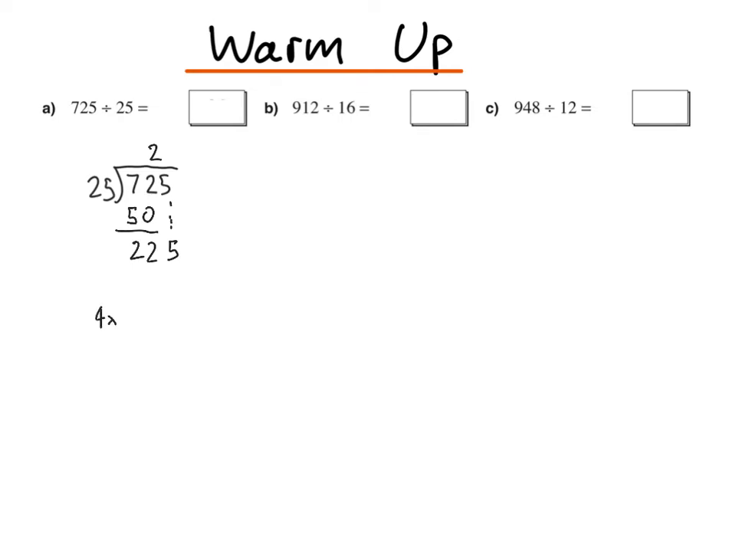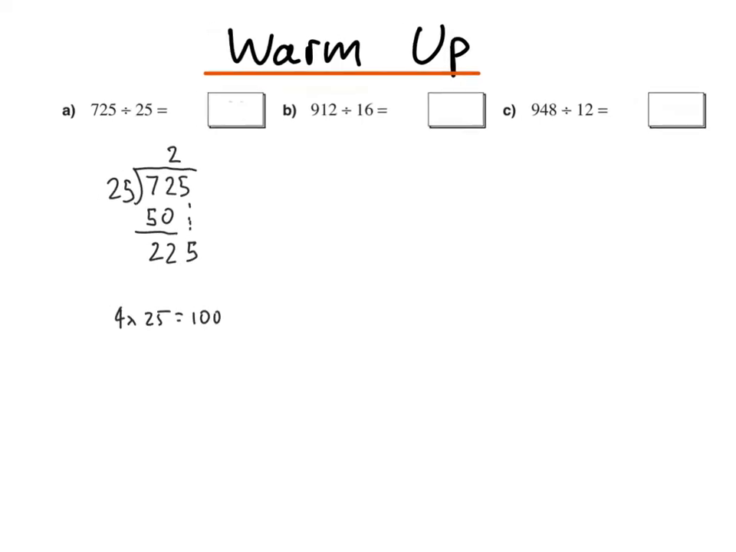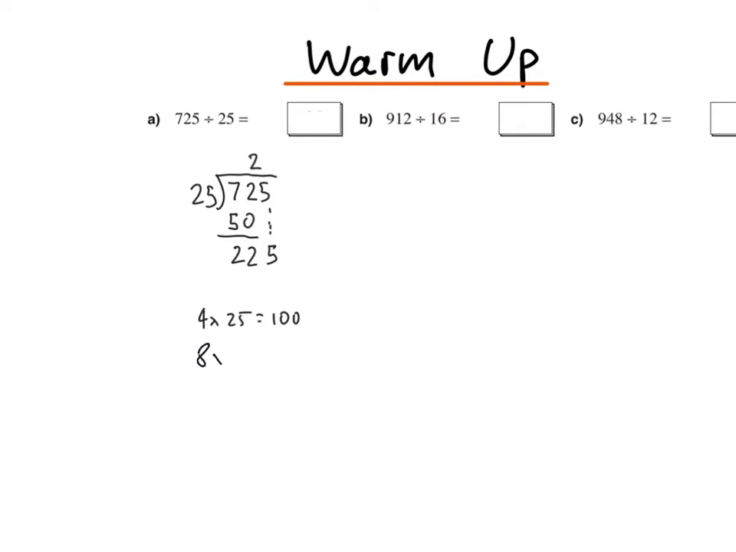Well, I know that 4 times 25 is 100. That would mean that 8 times 25 is 200. I need one more to get 225. All right, so it's 9. 9 times 25 is 225. Subtract. No remainder. 29 is my answer.